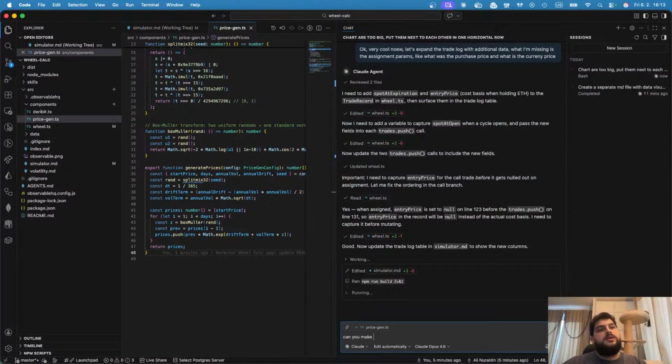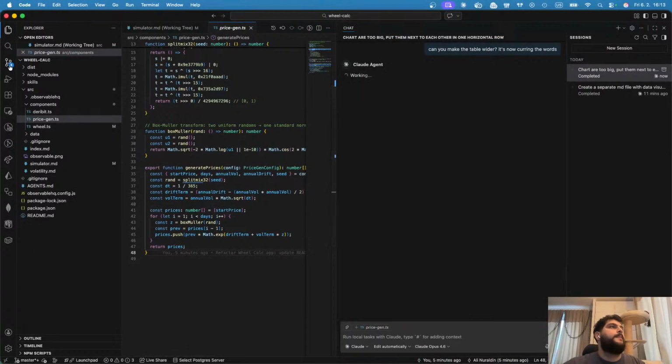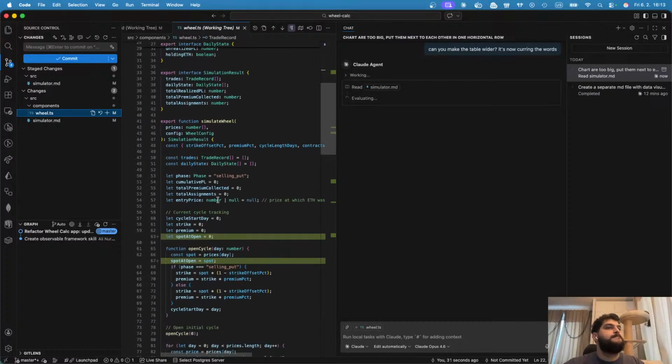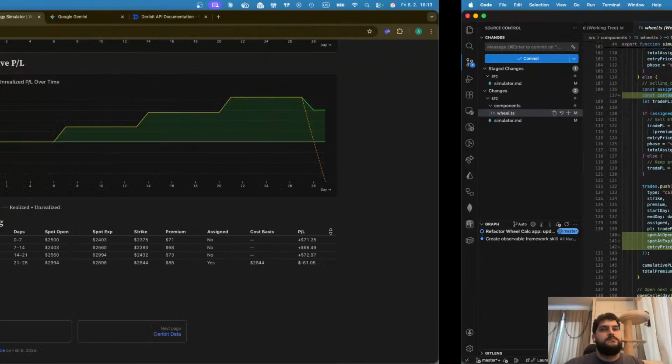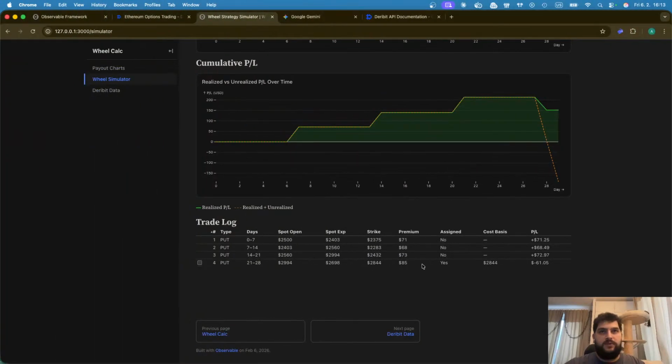Can you make the table wider? It's now cutting the words. Okay, now it's better.